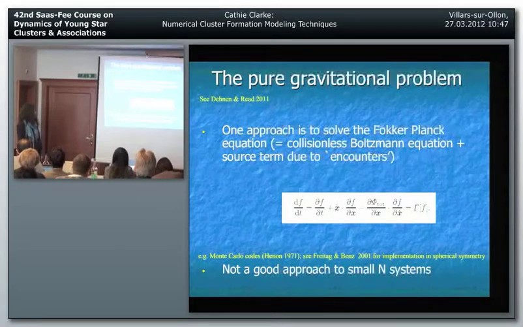You can immediately see, and this comes back to Bob and his timescales, that it's not going to be a very good approach to split the problem into a smooth part and a diffusive part if the timescales for those two processes are very similar one to the other. So it's definitely not a good approach for looking at small N systems. It generally finds its greatest utility in solving large N systems like globular clusters.